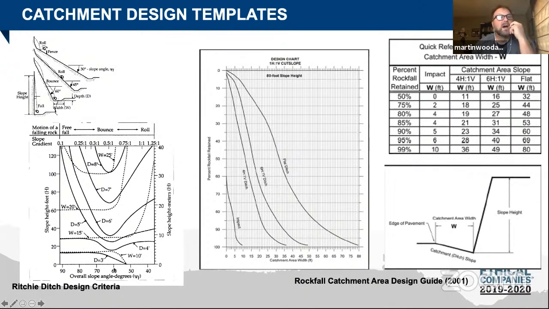So if you had a 1/2 slope that was 60 foot tall, your width would have to be 20 feet wide and 7 foot deep. These are really useful tools that are out there. And this was developed back in the 80s. The one problem that they ran into is nobody made these trapezoidal catchment areas.